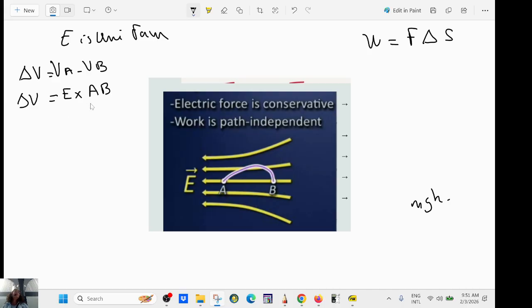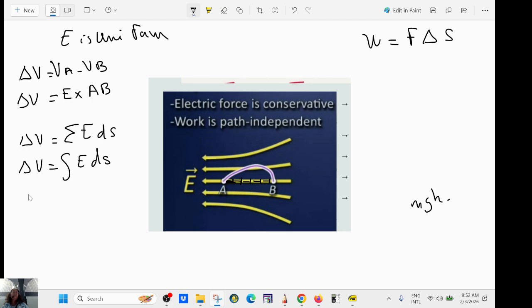If the electric field is not uniform, then you have to divide this displacement into small segments, and then add the work done over every single little segment. So the work done will be the sum of all these little works: E times this displacement, plus E times this displacement, plus E times this displacement. And that's just going to be an integral. A sum is just an integral, so you have to do the integral.